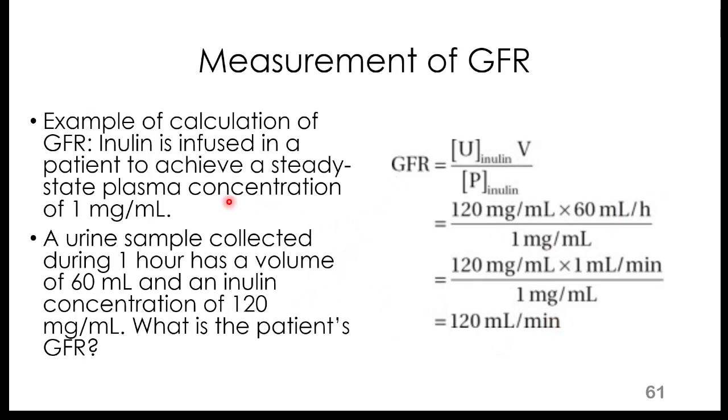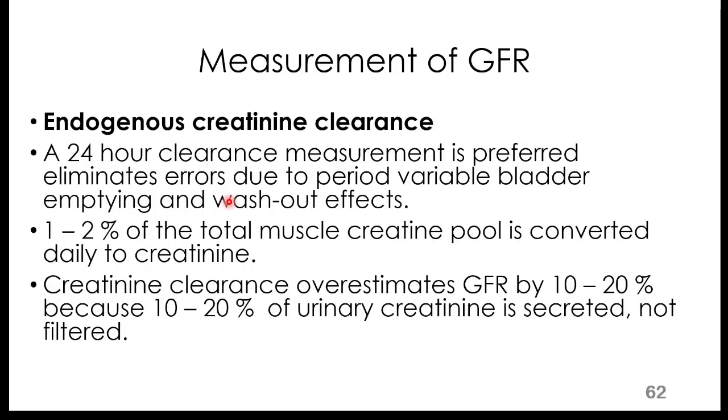So for this hypothetical patient, their glomerular filtration rate is simply 120 ml per minute. Okay, so creatinine might be used too. Usually, when using creatinine to measure glomerular filtration rate, a 24-hour urinary clearance is preferred.